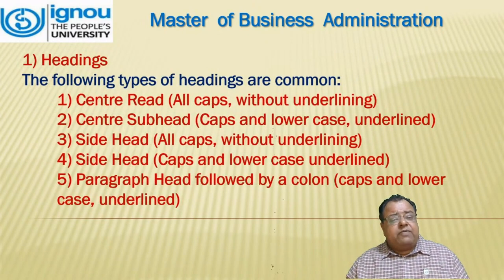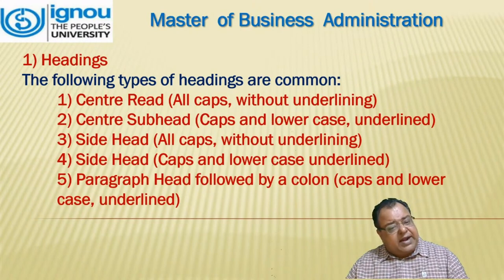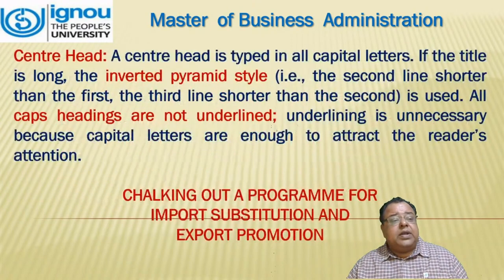The following types of headings are common. Center head, all caps without underline. Center subhead, caps and lowercase, underlined. Side head, all caps without underlining. Side head, caps and lowercase, underlined. Paragraph head followed by a colon, caps and lowercase, underlined. So these are how the headings are presented.